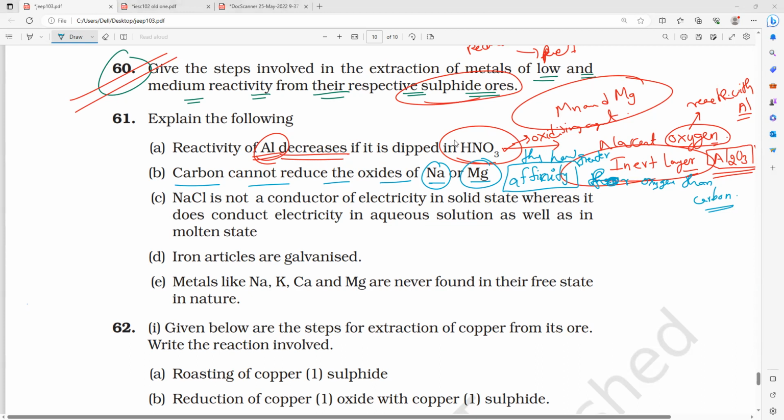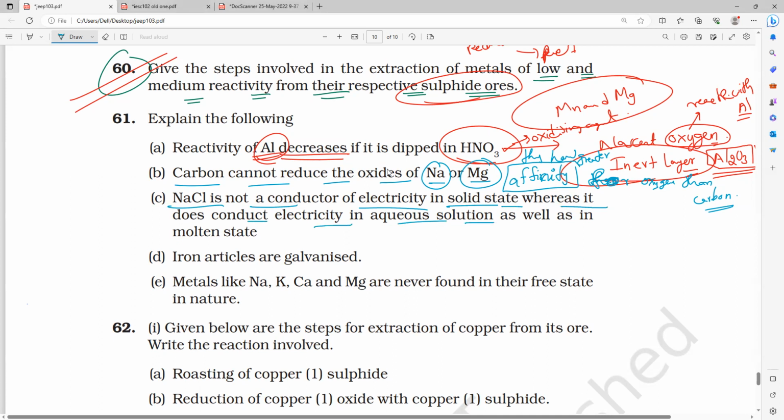I found it, but I forgot the page number. Affinity means reacting nature. I have given you the meaning also. Am I right, everybody? Recently only we have found it. You can see that sodium and magnesium have greater affinity towards oxygen than carbon. That is the reason.